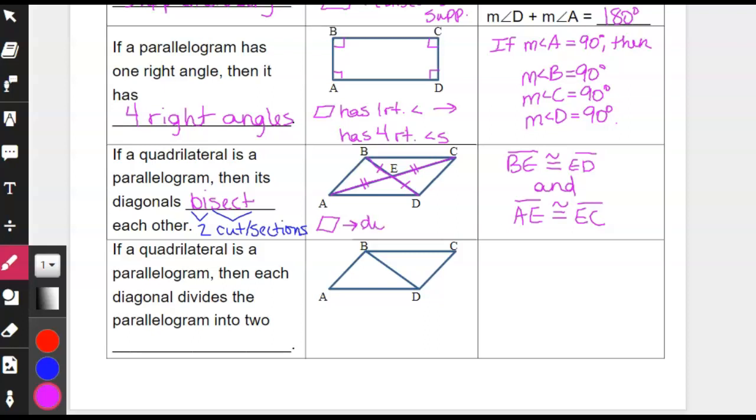So I would abbreviate diags, bisect, and then each other. I don't know if you've seen this abbreviation before, but E/O is a common abbreviation for each other. Not just in math, in general, like life. E/O means each other.